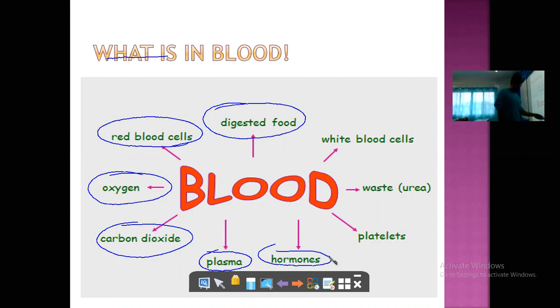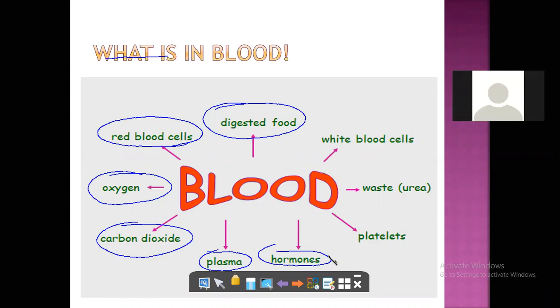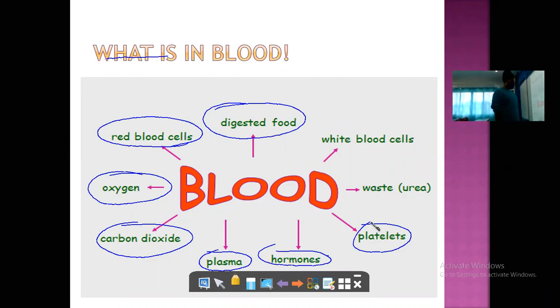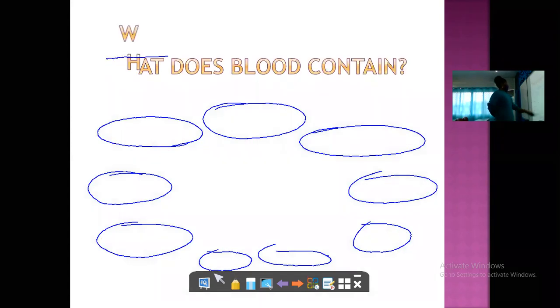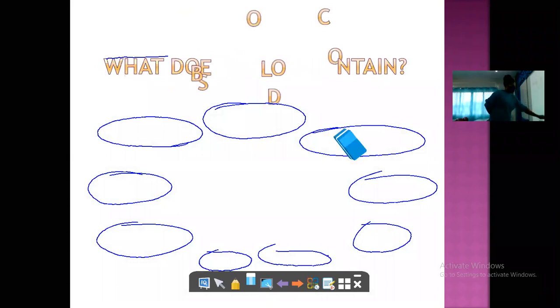Hormones are chemical messengers that transport signals from one part of the body to the other. Platelets are actually not cells but cell fragments, because they do not really possess cell organelles. Waste, such as urine. And white blood cells are responsible for defending us against any invading bacteria, germs, illness, sickness. So these are the things found in the blood.